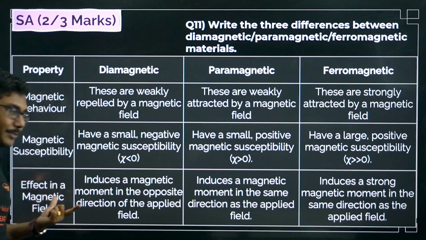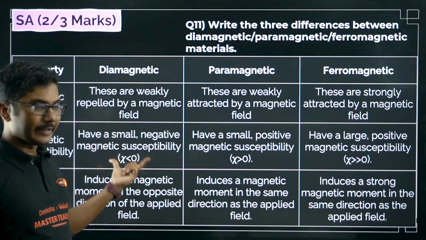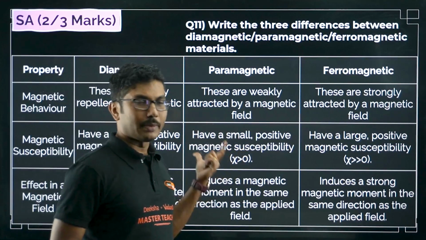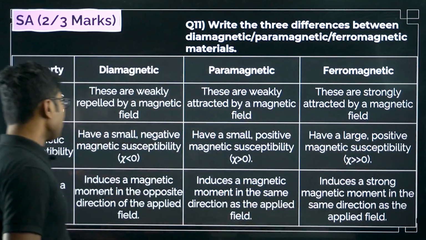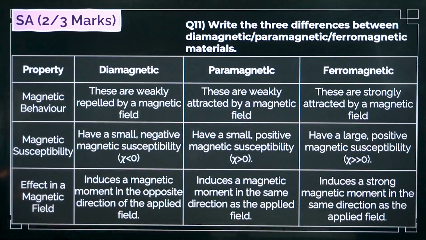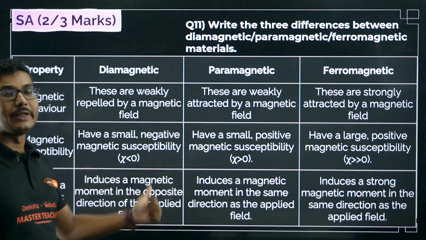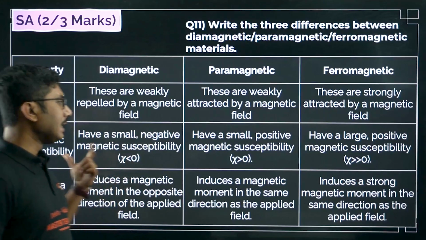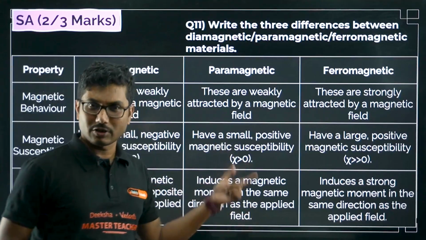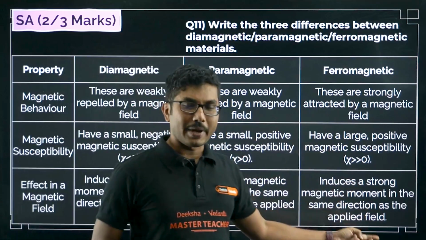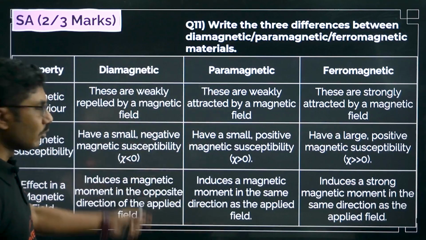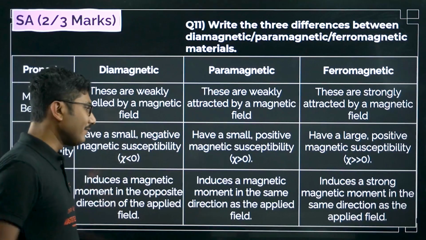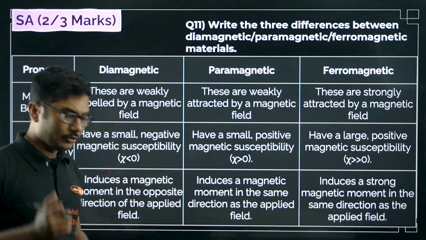Magnetic susceptibility: small and negative. Magnetic susceptibility: small but positive. Magnetic susceptibility: large and positive. So this is the magnetic susceptibility. Effect in magnetic field: it induces a magnetic field in the opposite direction of the applied magnetic field; it induces a weak magnetic field in the direction of the magnetic field; it induces a strong magnetic field in the direction of the magnetic field. These are the very important points to remember before your exam.